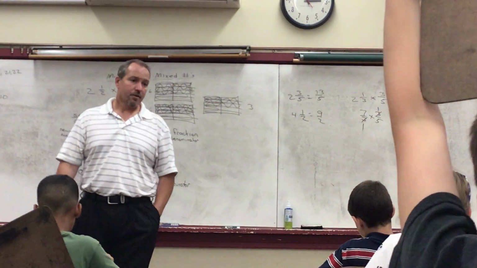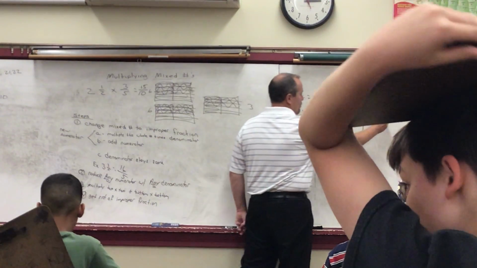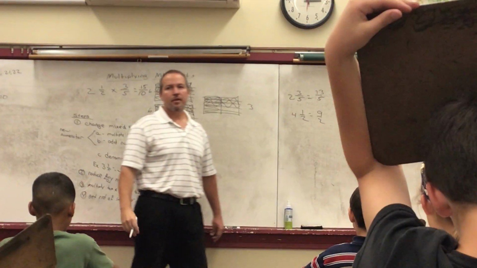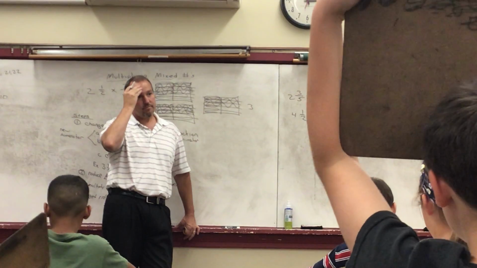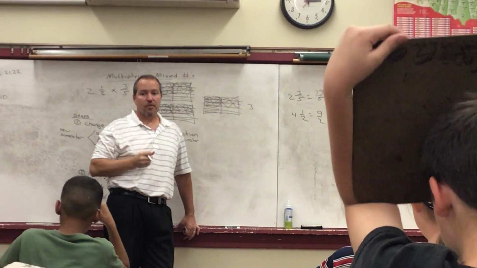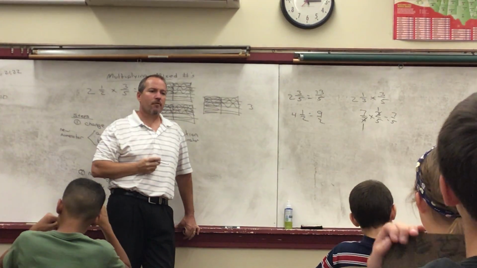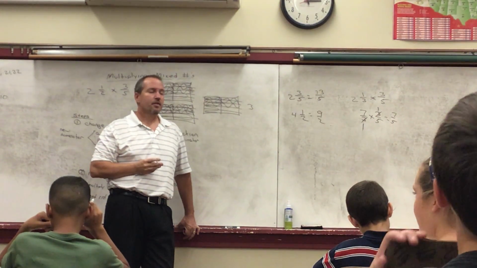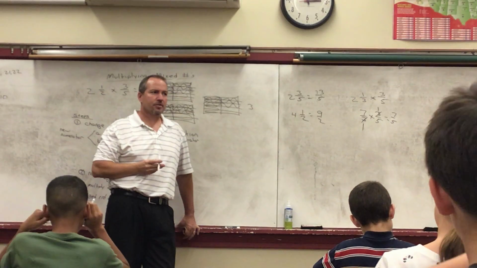Okay. So when you multiply, top times top is 7, bottom times bottom is 5, giving you 7/5. Do we leave our answer like that? No, it's an improper fraction. How do you get rid of an improper fraction? Steph? Divide top by bottom. Go ahead and get rid of the improper fraction.